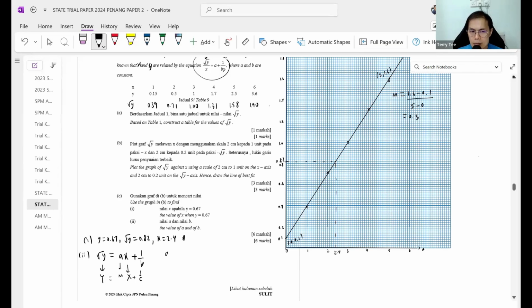Now, I've already gotten my gradient. My gradient from the graph is 0.3, from the equation is a, therefore a is 0.3. My y-intercept from the equation is 1 over b. My y-intercept from the graph is 0.1. I'm just going to invert both sides. Invert the left, invert the right. 1 divided by 0.1, b is just that.